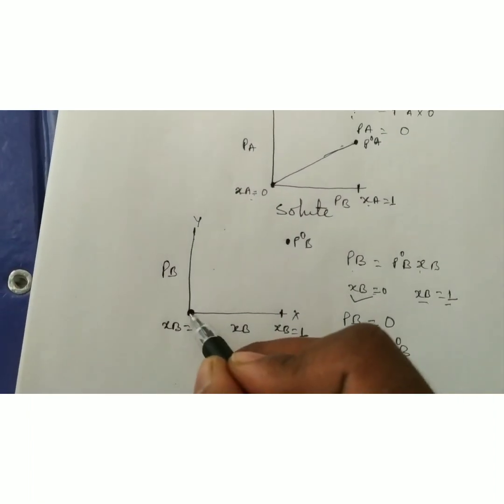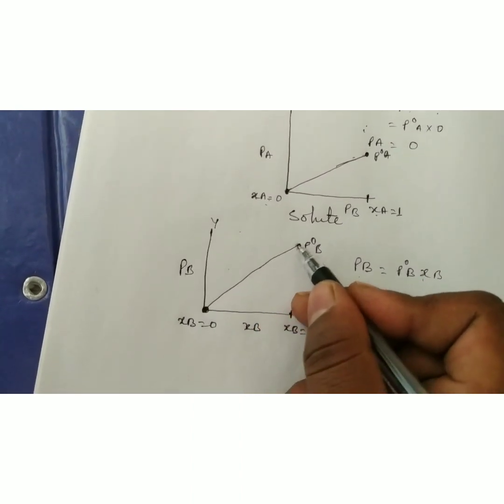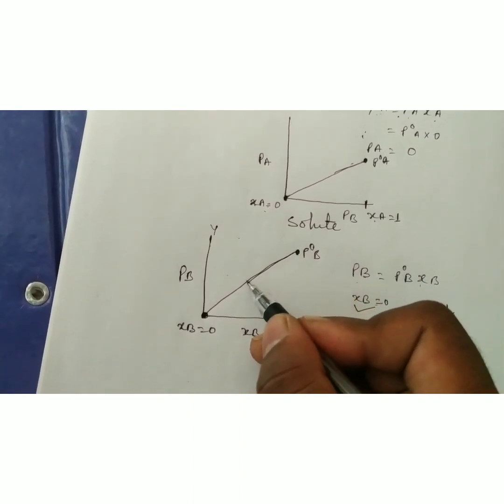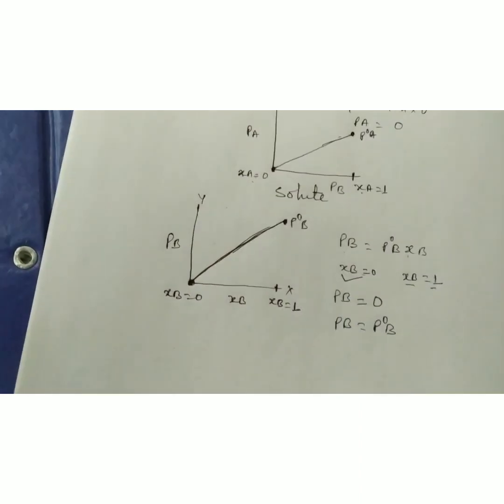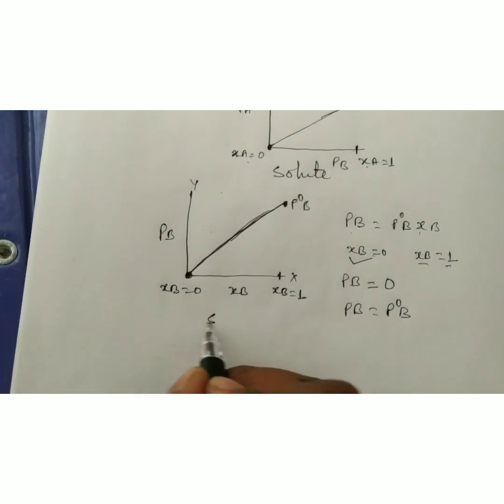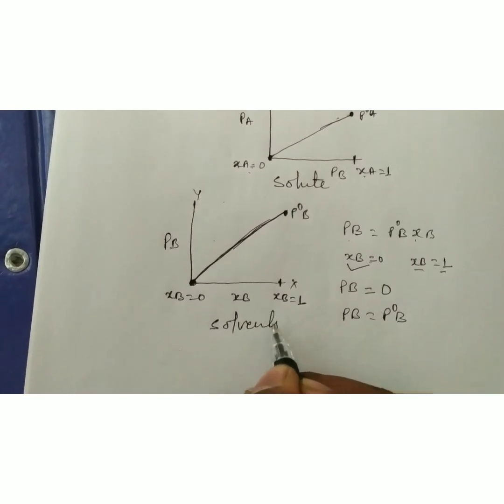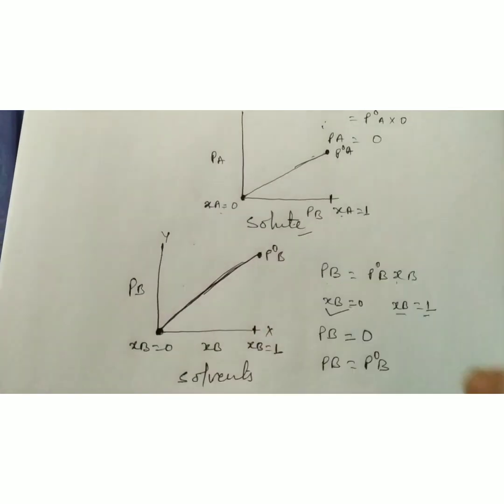Again, we have 2 points. By combining these 2 points, we again get a straight line. This is the straight line. Clear? This is the representation for solvent. This is for solute. Okay?